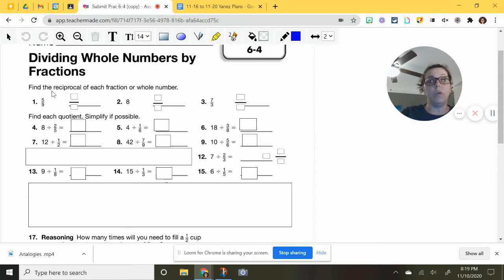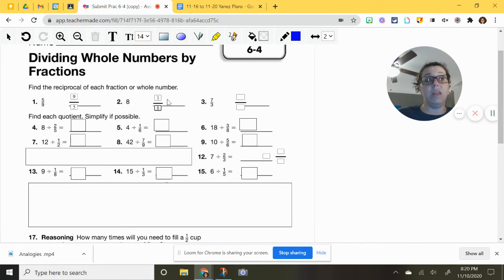So reciprocal just means the flip of the fraction. So for this part, when you flip the fraction 5/9, the 9 goes to the top and the 5 goes on the bottom. When you flip 8, you got to think of the whole number as 8/1. So when I flip 8/1, the 1 comes to the top and the 8 comes to the bottom.